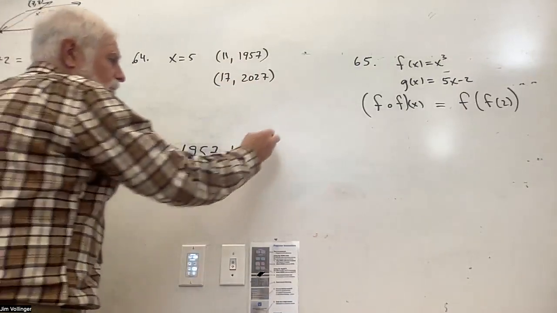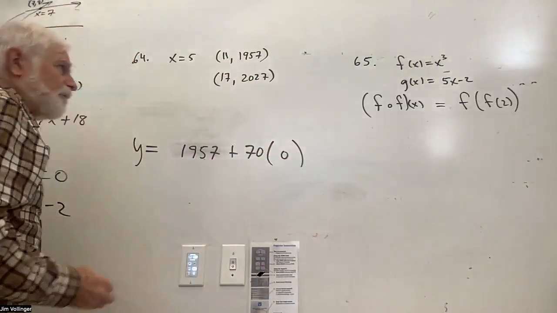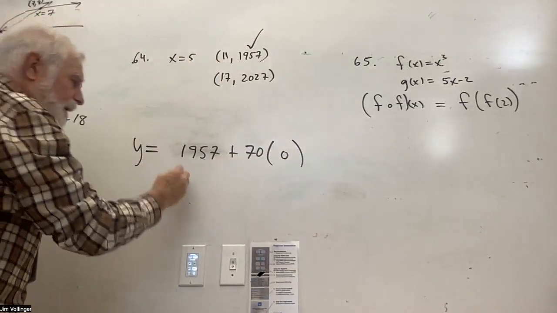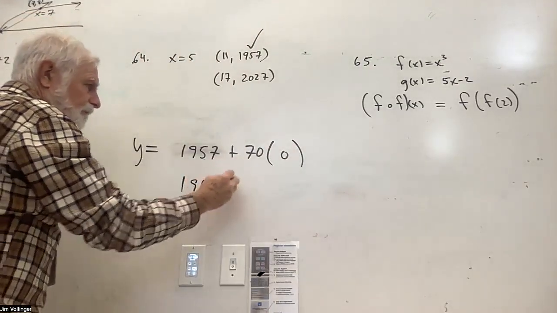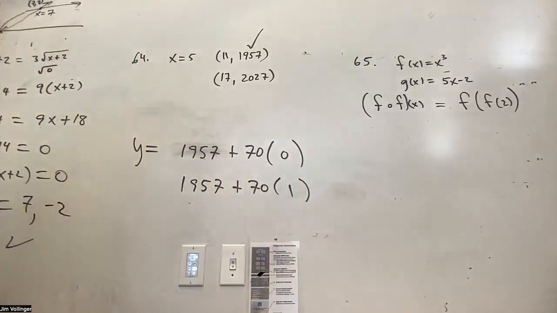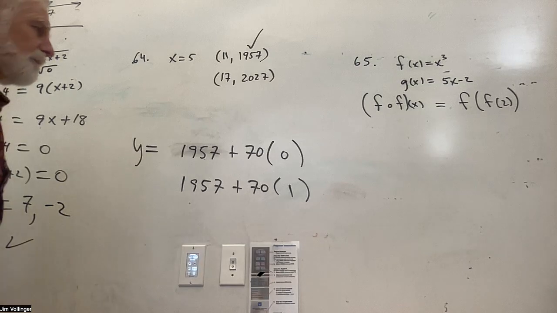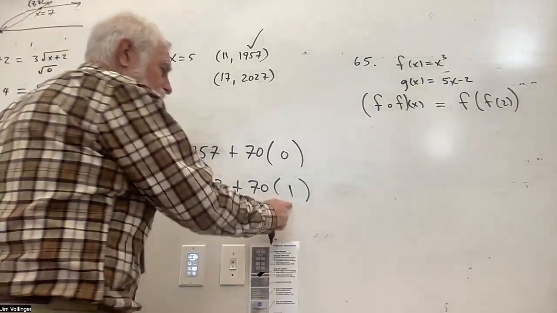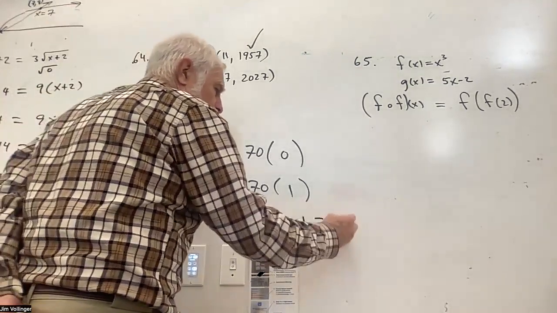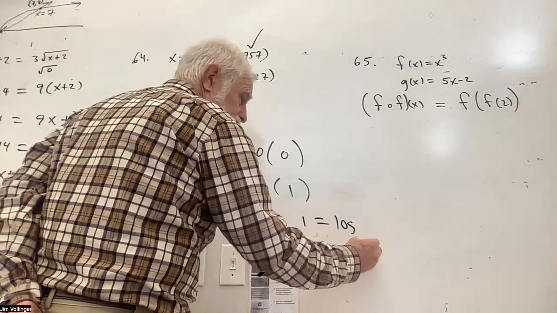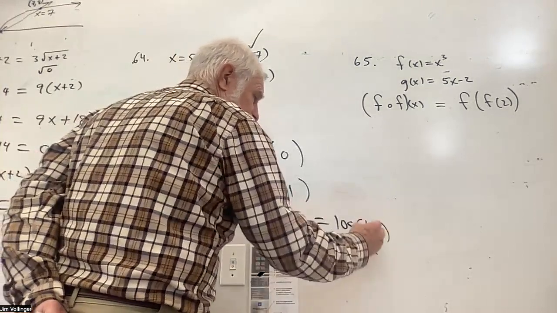So the first problem: I want a multiplication by 0 to get that out when I use the number 11. And I also want 1957 plus 70 times 1. That's what we've been basically doing with all of our functions, 90% of them anyway. And so the question is, how do I make 1 equal a logarithm? Well, whatever the base is, it's got to be the same.